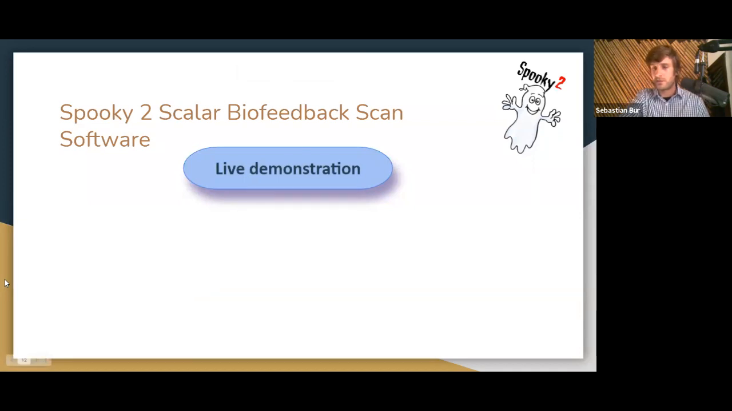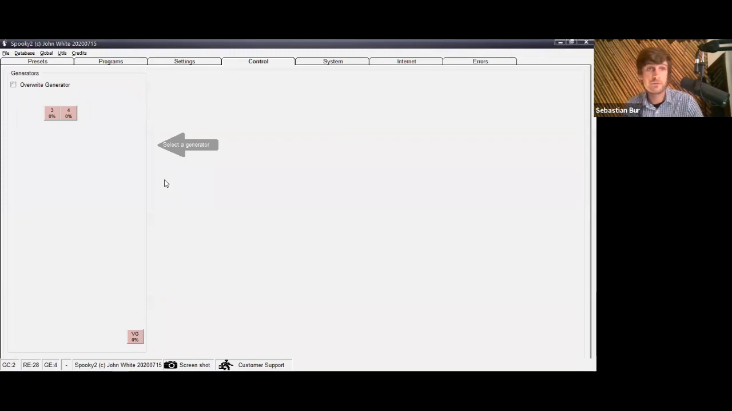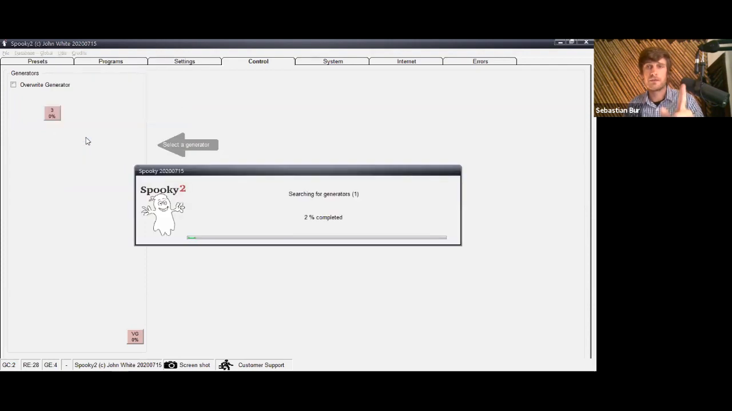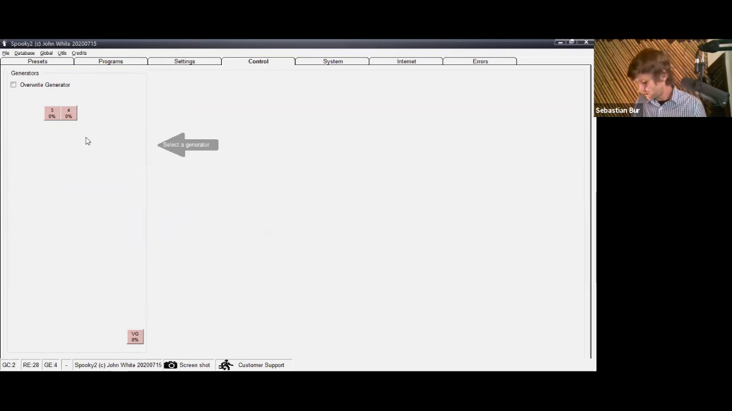So now I'm gonna do a live demonstration of the software. So I'll just have to connect it to my computer. And there's a little trick in case you don't know. If you haven't seen this ever before, this is how the Spooky2 software looks. If you want to just make sure the connection is right with your device and the software, you can just click on utils and go on rescan device, and it rescans for devices. And if you have one connected, it should obviously show some generators.